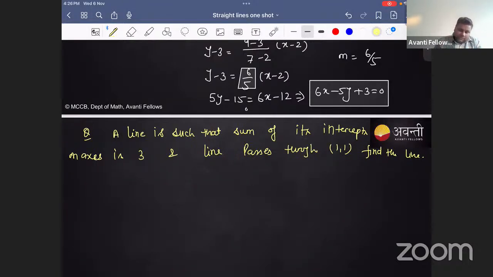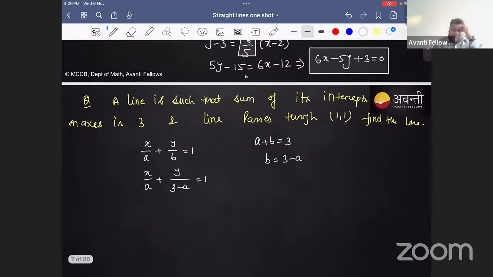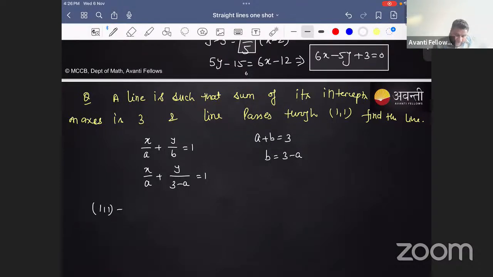See, what is the intercept form of a line? Intercept form is x upon a plus y upon b equals 1. Now in the question they are saying sum of intercepts is 3, means a plus b is 3. So b I can write as 3 minus a. So x upon a plus y upon (3 minus a) equals 1. Now this line is passing through the point (1, 1), so make it pass through (1, 1). So it is 1 by a plus 1 upon (3 minus a) equals 1.